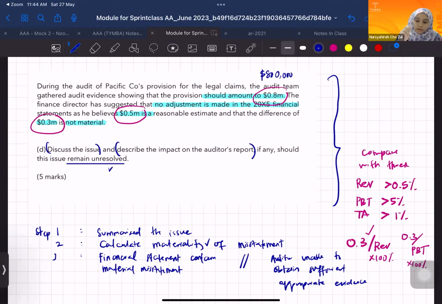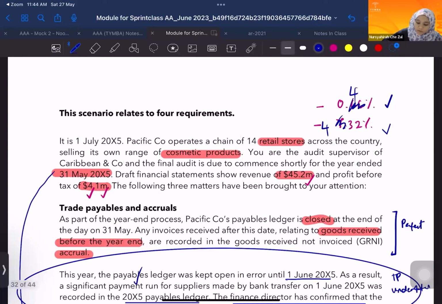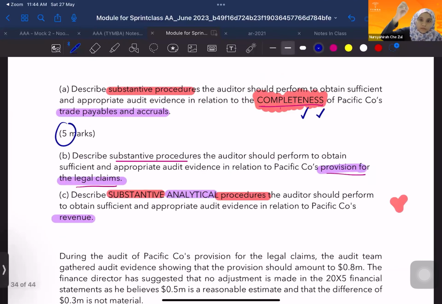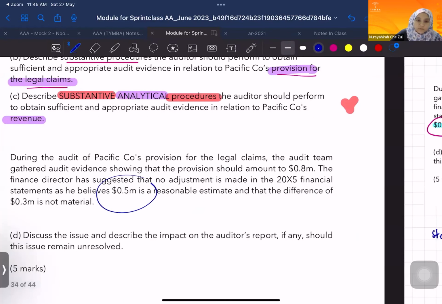Just be mindful in the exam question. Sometimes they only highlight this. They straight away highlight the misstatement amount. Sometimes they give this amount, but this amount is stated in the scenario somewhere. It's not included in the story here. Instead, it is in a different paragraph. So I want you to be mindful on that. Okay, alright. So that one is for materiality.